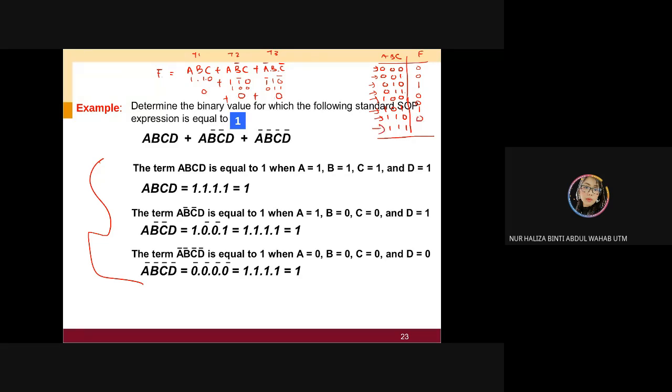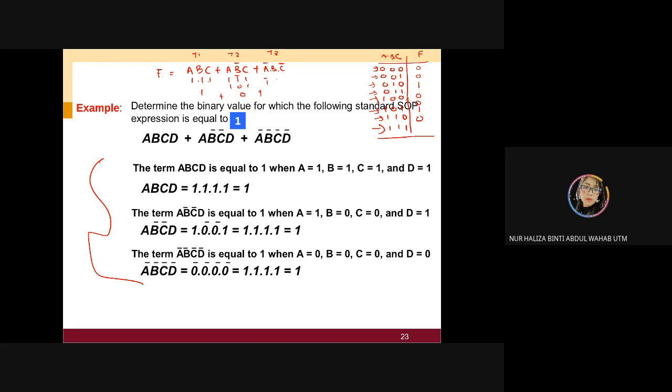And last input. Your last input will be A is 1, B is 1, C is 1. For the first term you get 1. A is 1, B is 1 bar, C is 1, you will get 1, 0, 1. It's going to be 0.